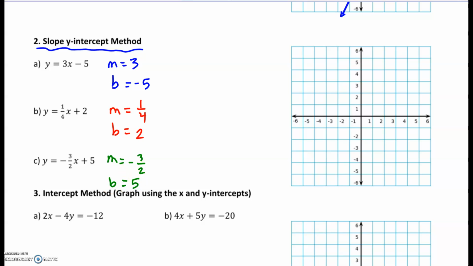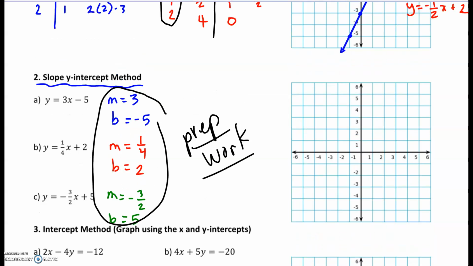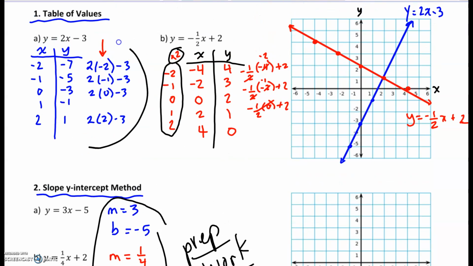Now, what I refer to this as, I'm going to circle it. This right here, I think of it as prep work. Don't write this on your page. I just want to tell you what I'm thinking. That's your prep work. That allows you to do the graph, stating the m and the b. Just like this table of values right here is your prep work to do graph by table of values.